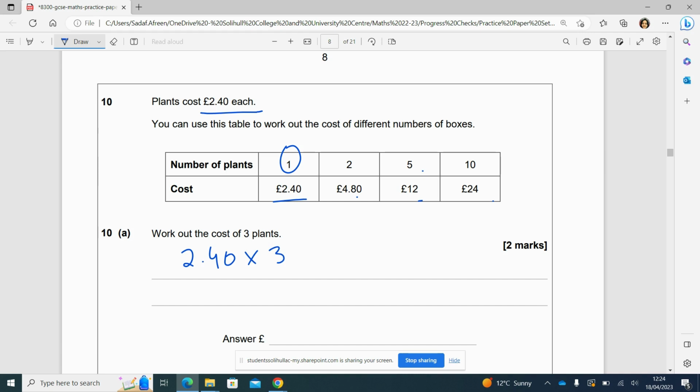Okay, or we can add 2.4 plus 2.4 plus 2.4, and that gives you the same answer as well. Okay, so in order to multiply a number, you can use a grid method or a column method for multiplication. So we do 3 times 0, which is 0, 3 times 4 is 12, 1 carry forward, put the decimal point under the decimal point. 3 times 2 is 6 plus 1 is 7, so your answer will be 7.20.